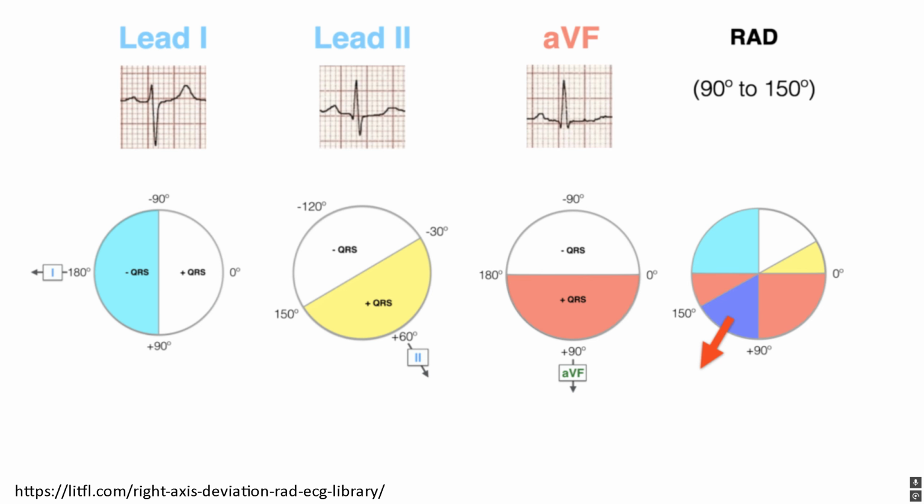All right, and here's an example of right axis deviation, okay? It is up in aVF and down in lead 1, okay? And again, all this fancy stuff turns out to be here in this right axis as far as electricity goes.